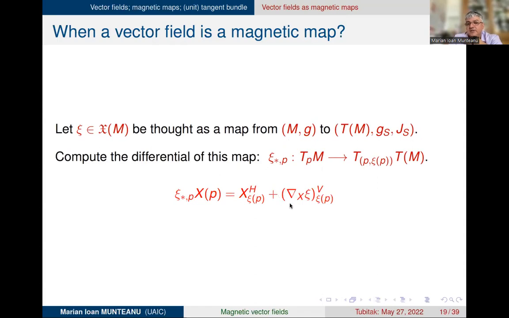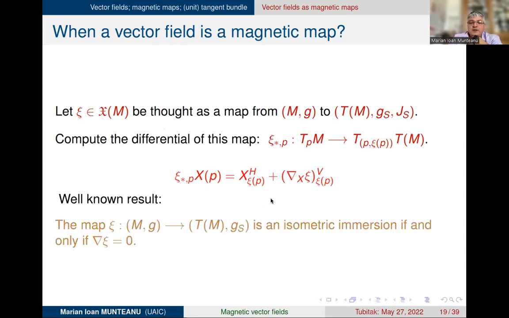We notice that here appears the covariant derivative of psi. And we recall a very known result, related to my previous remark with respect to isometric immersion, saying that a map psi from M to Tm is an isometric immersion if and only if psi is parallel. So it is very strong.